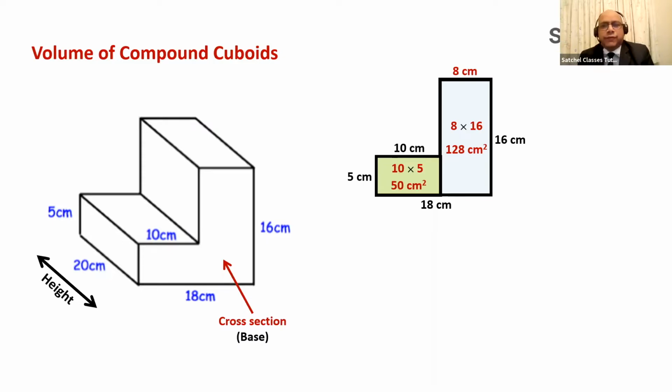So it is 50 centimeters squared. So together, this L-shaped figure has an area of 178 centimeters squared, 128 plus 50. So we have found out the area of the cross section for this particular prism.